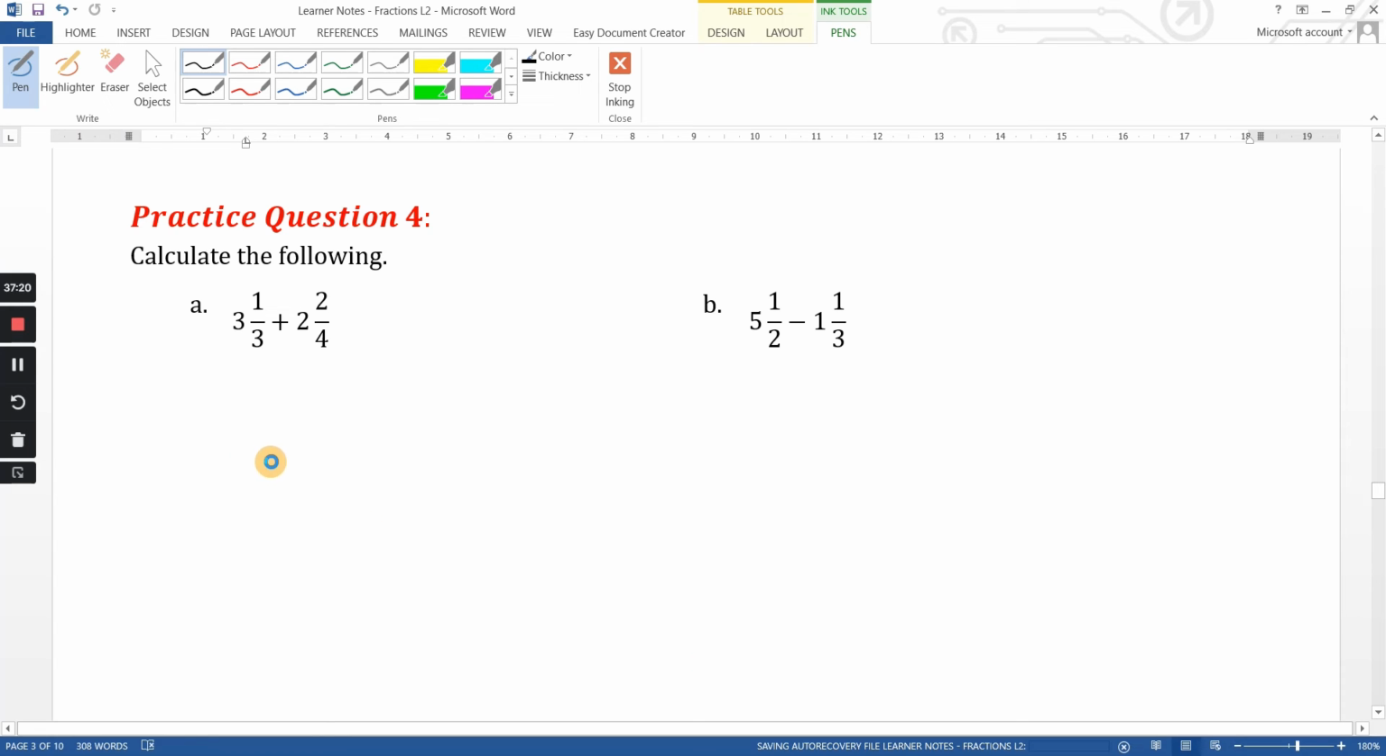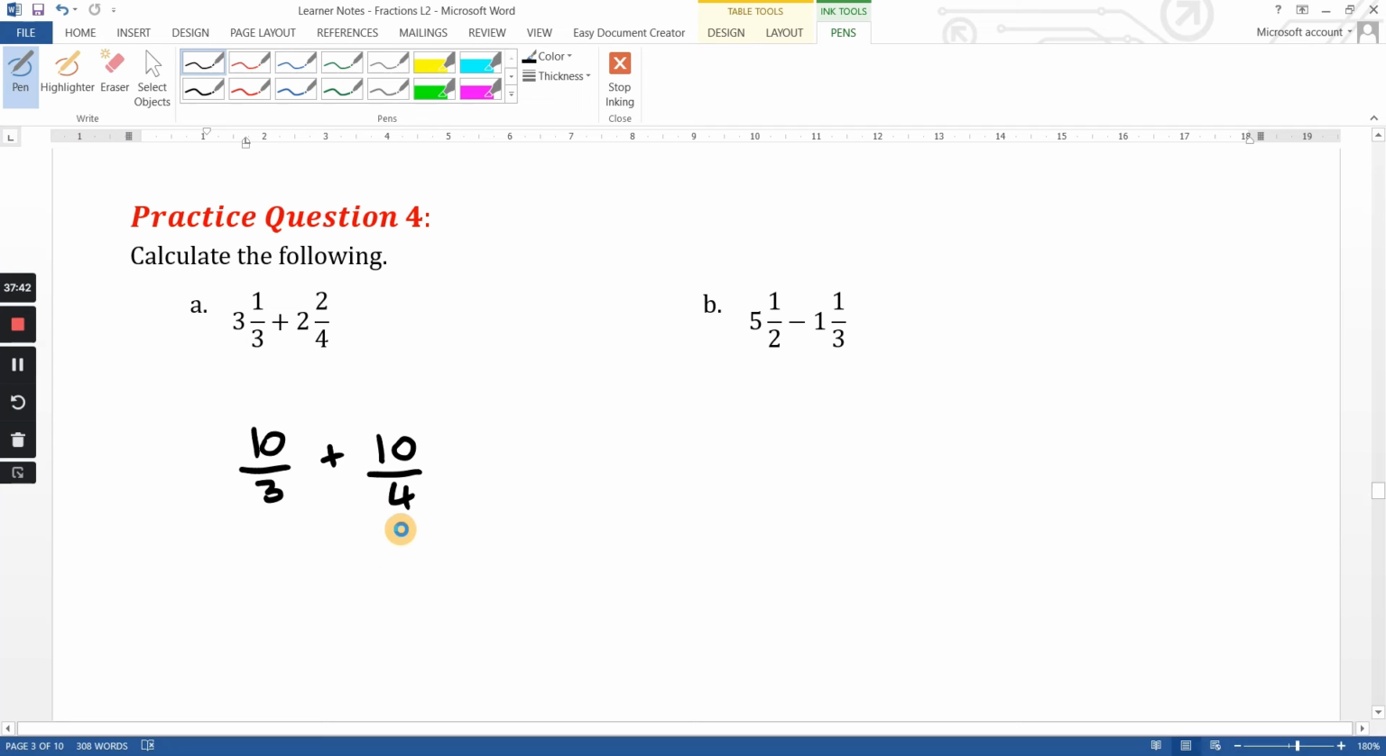Let's go through the answers then, guys. So I'm going to change these to improper fractions. So that's 10 over 3 plus, what's that going to be? 8 plus 2 is 10 over 4. Oops, where's my 1 gone? There you go. And now let's have a common denominator.